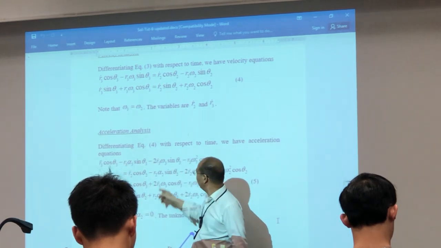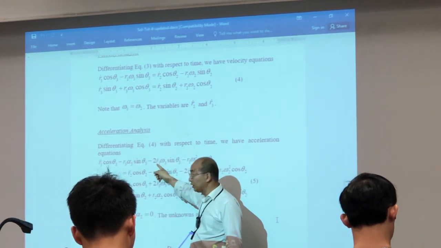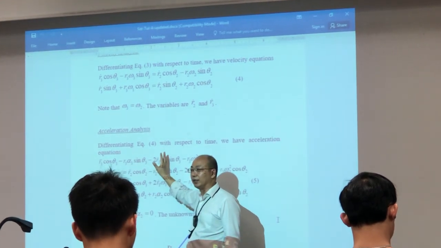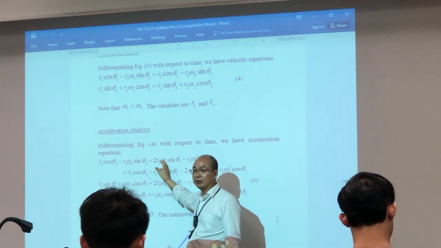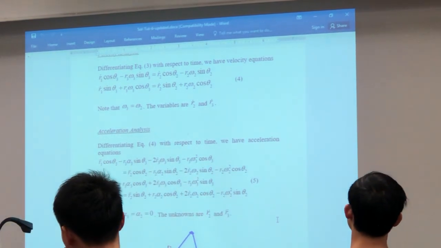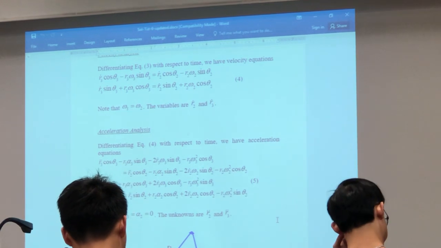Then you have an extra term, R dot velocity. Basically, R dot is a sliding velocity times omega. This one is more complicated. It's called a Coriolis acceleration. In the graphic method, you never come across this because it's maybe too much.